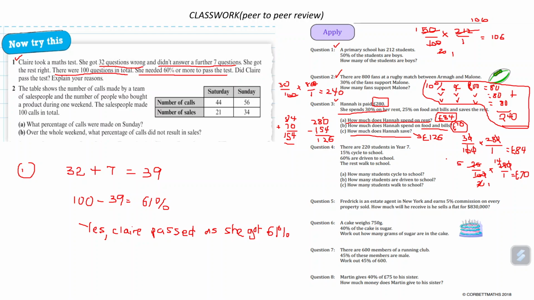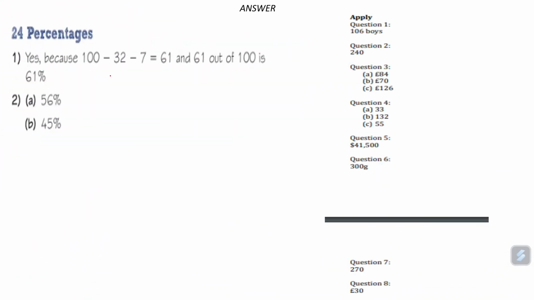So we've completed question 1, question 2, question 3. Now we'll move on to the answer slide and cross-check our answers. Yeah, we got this correct. We got this correct. We got this correct and this correct.